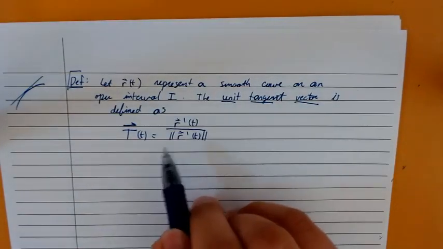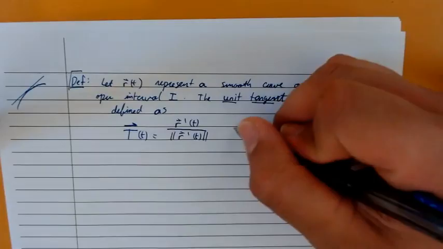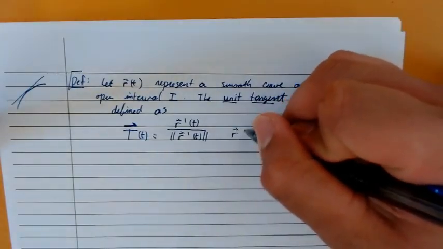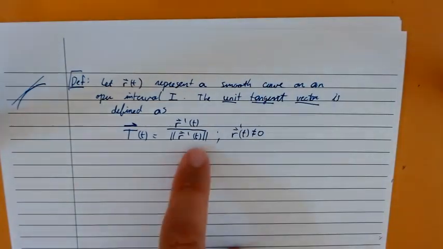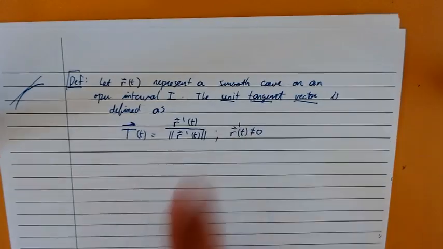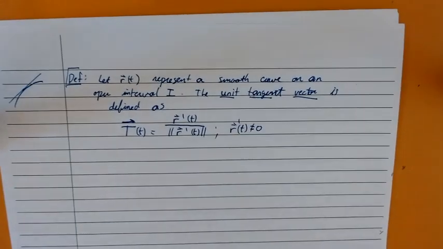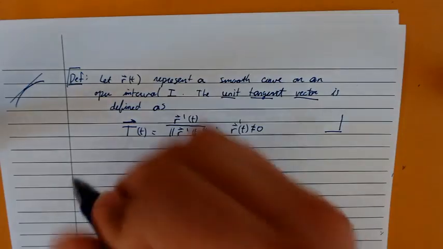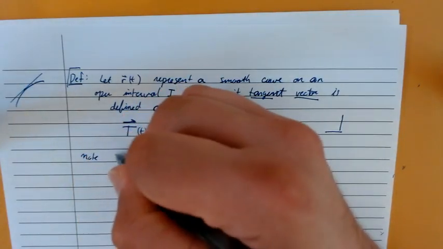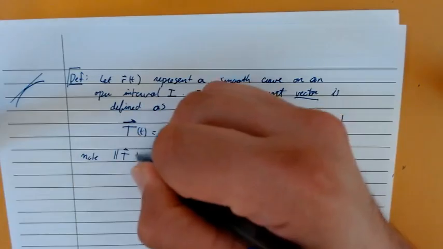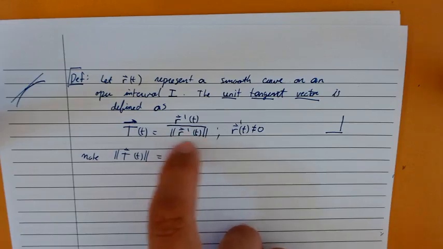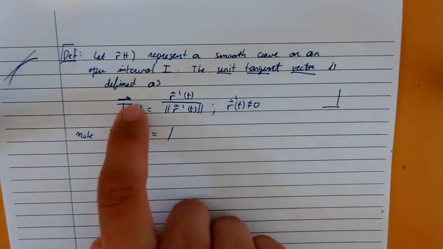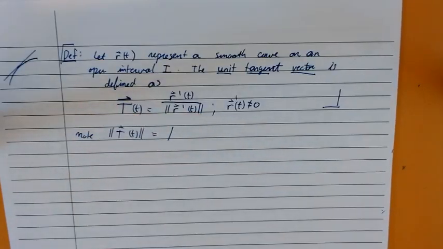This is our unit tangent vector. And here this is so long as r prime of t is not equal to 0. So here we're making the stipulation that as long as this is defined, it's called the unit tangent vector. One thing that I've already stated, and I'll make it as another note, note that the magnitude of the unit tangent vector is equal to 1. Because when you take a vector and divide it by its own magnitude, you get a vector of magnitude 1. You get a unit vector. So since this is a unit vector, its magnitude is 1.